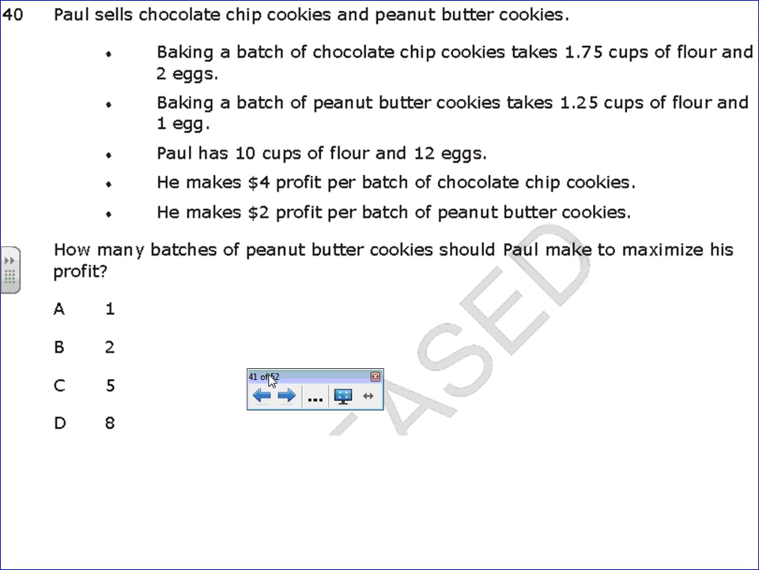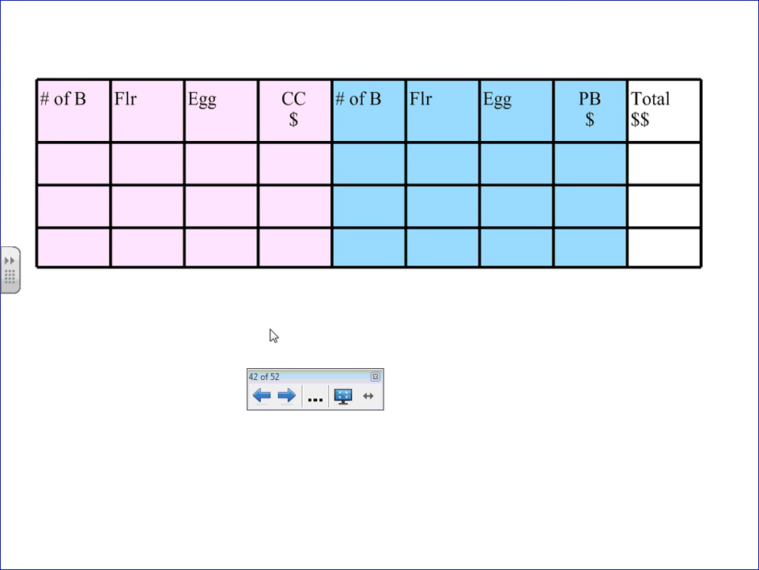Okay, if I want to make the maximum profit, I want to sell more of the thing I make more profit on, which is what? Chocolate chip cookies. I want to sell as many chocolate chip cookies as I can to make the most profit. There's a lot to keep up with because each set of cookies has two different totals going on. So what I did was I made a table, which is located here. This might look confusing at first, but it's really not.